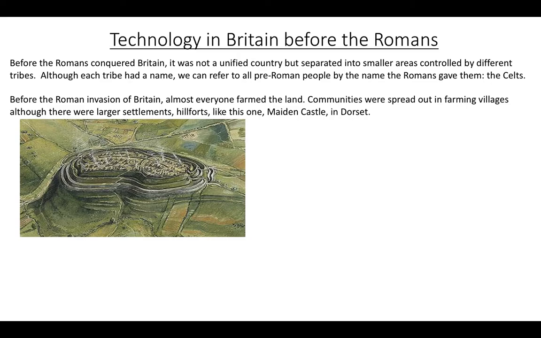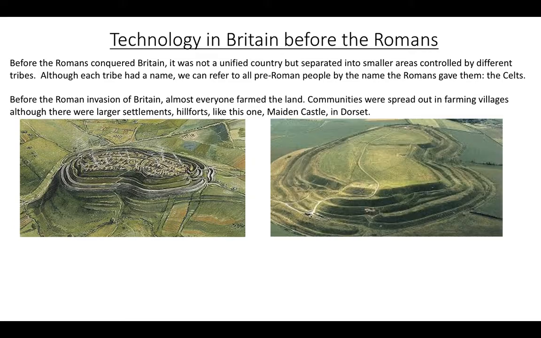So before the Romans conquered Britain, it was not a unified country, but it was separated into small areas controlled by different tribes. Although each tribe had a name, we refer to all pre-Roman people by the name the Romans gave them, which is the Celts. Before the Roman invasion of Britain, almost everyone farmed the land. Communities were spread out in farming villages, although there were large settlement hill forts like this one, which is called Maiden Castle in Dorset. There's another example of a hill fort created by the Romans.